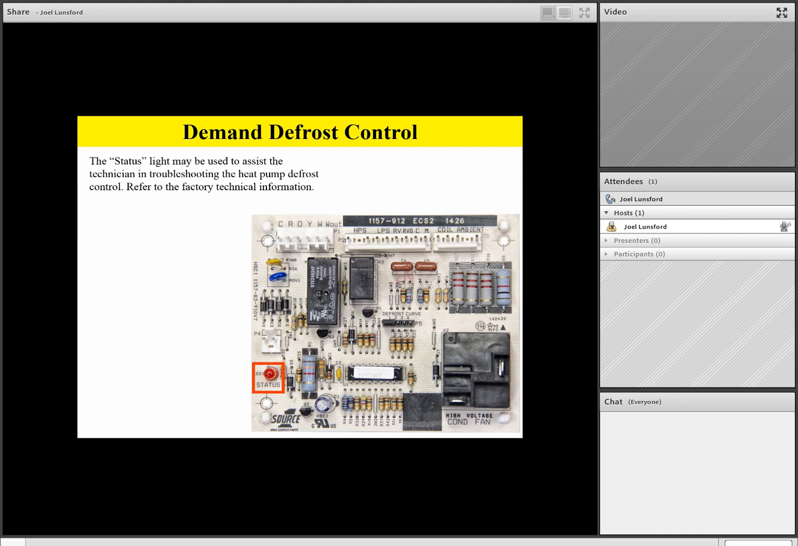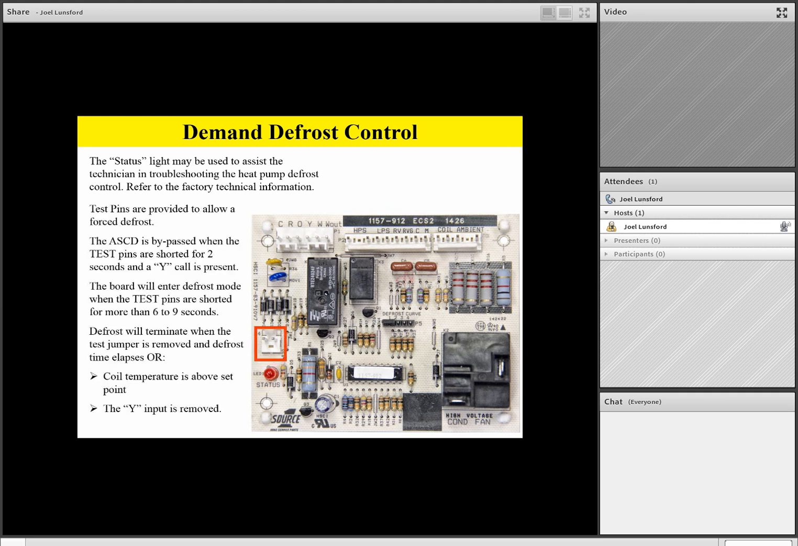Right above the status LED, we have 2 test pin jumpers. Those test pins, we're going to jumper for defrost operation. Now, it should be noted, if you jumper those test pins for 2 seconds, and as long as we have a Y call present for compressor operation, you'll bypass the anti-short cycle timer. If you jumper those pins for less than 2 seconds, nothing happens.